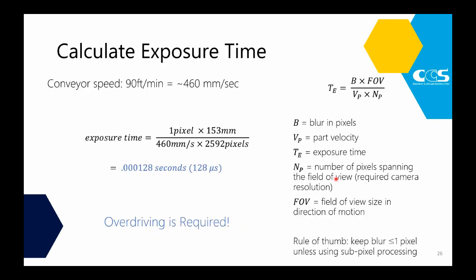Now, as I said, we can go back and calculate our exposure time. So if our conveyor speed is about 460 millimeters a second, we can do 1 pixel, our blur, times our field of view, 153, divided by our speed in millimeters per second. We have to make sure our units are the same, and then multiply by our resolution in that direction. So we're at about 128 microseconds, which pretty much means we need to overdrive our light. But that's how you can calculate the required resolution and the exposure time of your system.